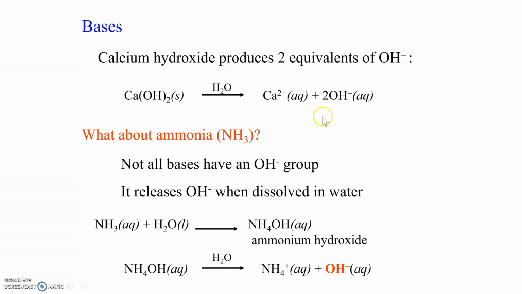Something else I want to point out is that you can have a base that does not have OH in its formula. The prime example of this, and really the only example we'll encounter in this class, is ammonia. When you add ammonia to water, you initially form ammonium hydroxide. That ammonium hydroxide then dissociates to the ammonium ion and hydroxide. So while ammonia does not have OH in its formula, it still produces that OH- in solution, which means it is a base.